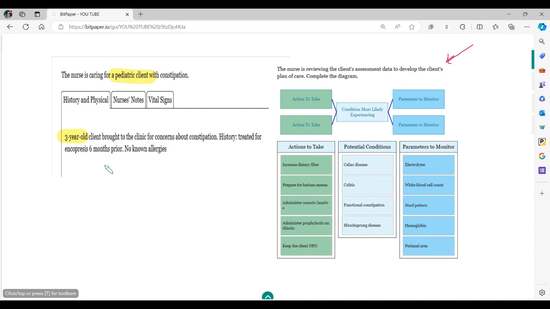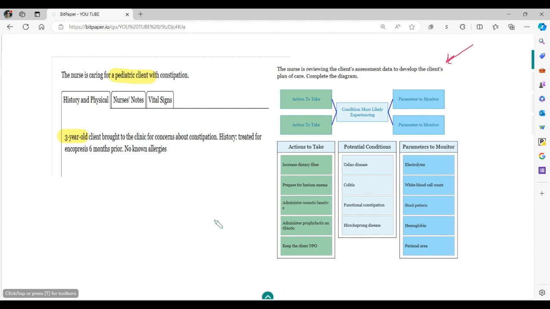All right, so now we can go back to our highlighting. This is a three-year-old client that was brought to the clinic for concerns about constipation. All right, so they have a history. They were treated for encopresis 6 months prior. No known allergies. Okay, don't freak out if you see a word that you're not familiar with. Go with what you know. You do know what constipation is. You know your client's developmental age is 3 years old. They were treated for something 6 months ago prior, if you're not really sure. If you know what that is, great. That might even help you even more. And they have no allergies.